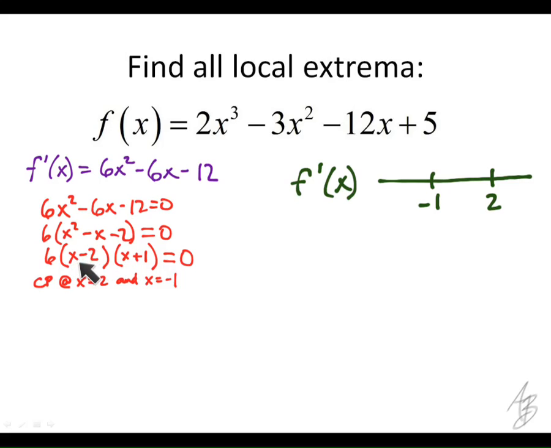If we plug in -100, we get a negative here, we get a negative here. Negative times negative is positive. So the derivative is going to be positive on that interval.